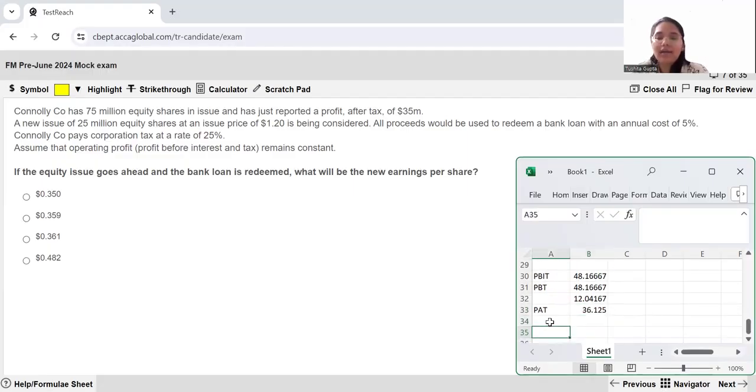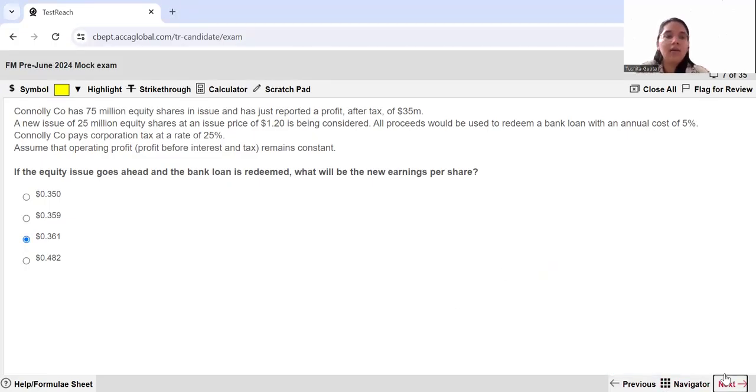Now I need to arrive at the number of shares. Earlier I had 75 million. Now I have 25 million more. So the total number of shares I have at the moment is 100 million. EPS is nothing but your profit after tax divided by your number of shares. Number of shares are 100 million. So it gives you 0.36125. So this is the closest answer, 0.361.